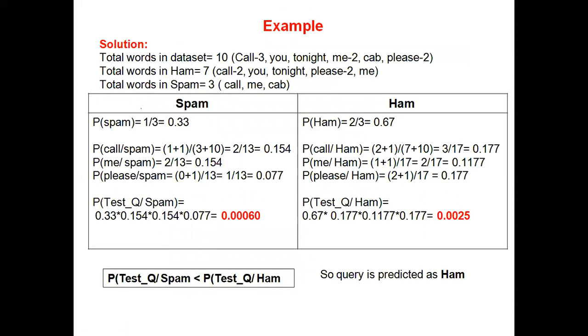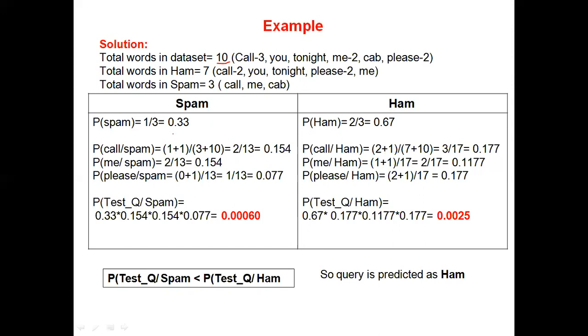So here is one example, with the solution. In the data set, there are a total of 10 words, right? Instead of considering the total number of documents here, we need to consider the words, because one document is made up of multiple words, and here we need to calculate the frequency count of every word. That's why in the solution, we consider the total number of words in the data set.